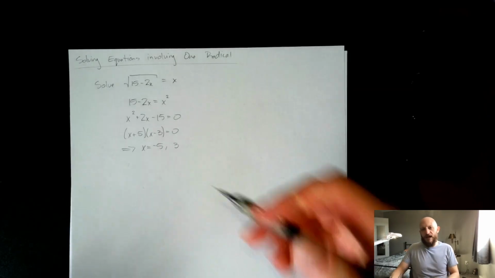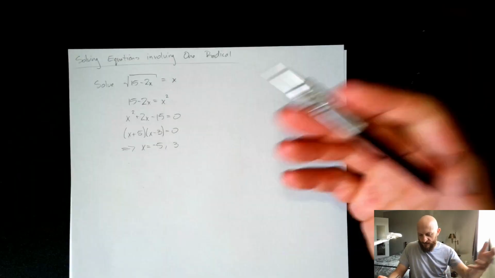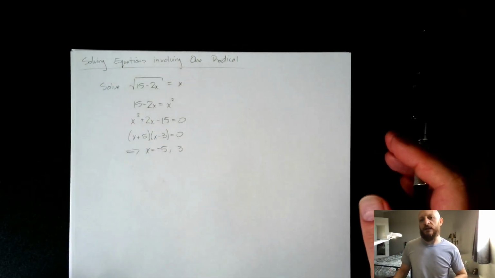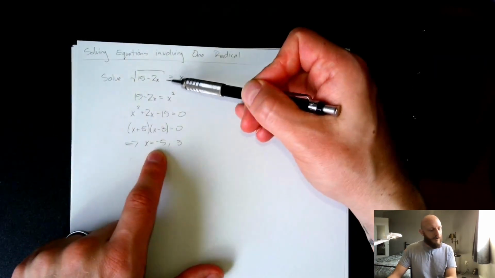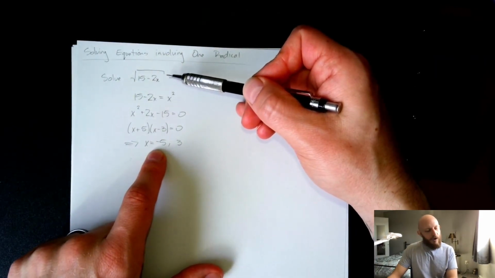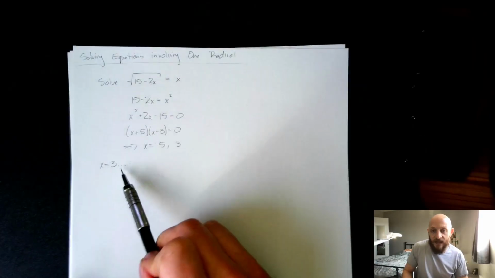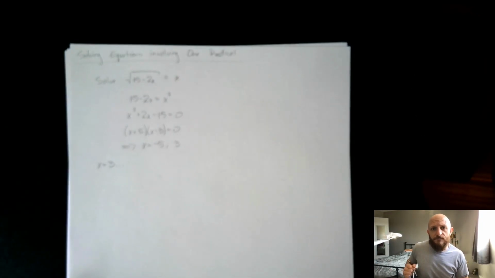But before we box this off and submit it to the instructor and say, yep, I found the solutions, we should quickly double check our solutions, which just means taking both of these solutions, plugging them into the original problem, and seeing if they check out. I'll start with x equals 3. If I plug x equals 3 into this original equation, what do I get?